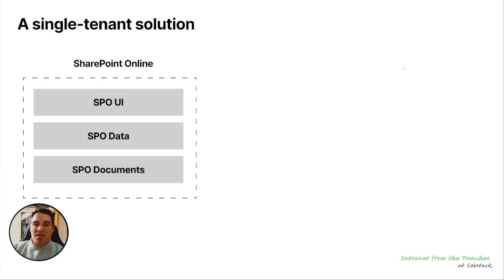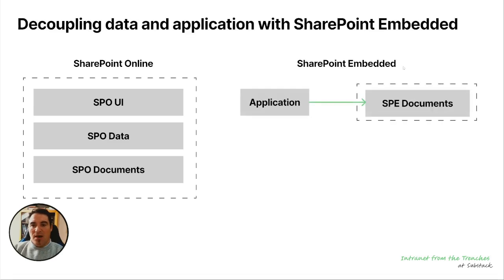What about the multi-tenant and multi-app solution? Let's do the same and compare with SharePoint Online, which is the one that probably all of you know the most. In SharePoint Online we have the UI, the data and the documents in a single tenant. We have everything in just one tenant, and we cannot move from that tenant if we want to interact with SharePoint Online. However, in SharePoint Embedded, we decouple the application from the data.